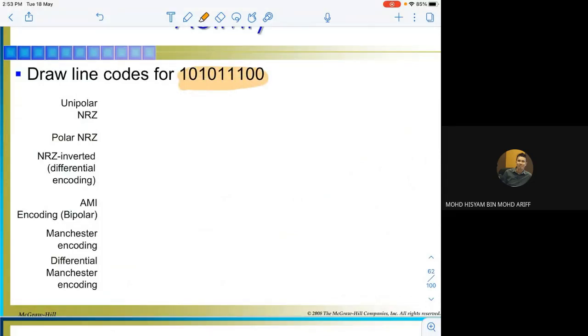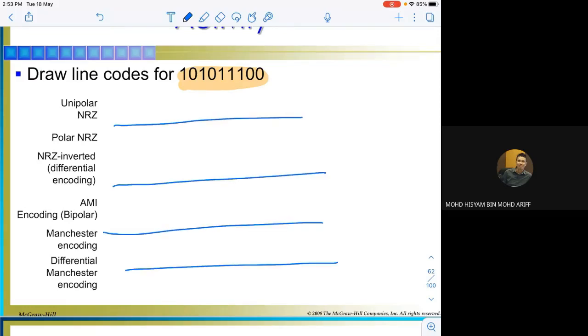You must draw. You must know how the signal looks. You must know how to draw. For example, unipolar only has the positive cycle. What happens? 1 for here, 1, 0, 1, 0 here, 1, 1, 1 here, 0, 0. The next one is something like that. So it can change.